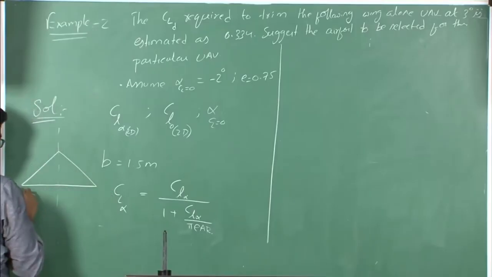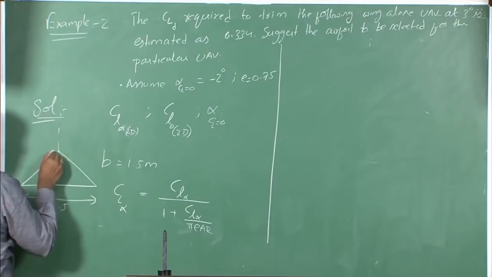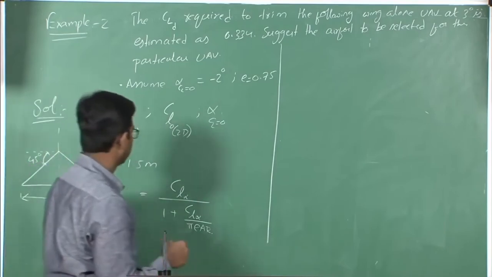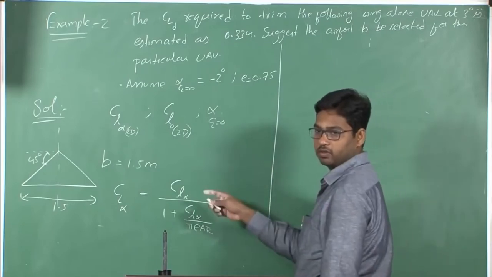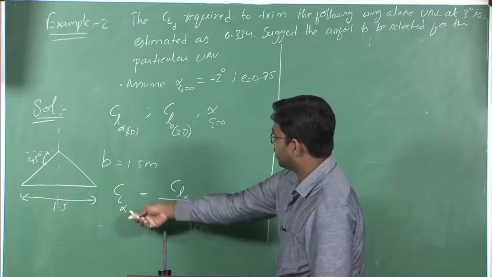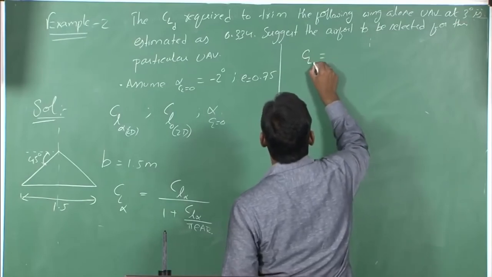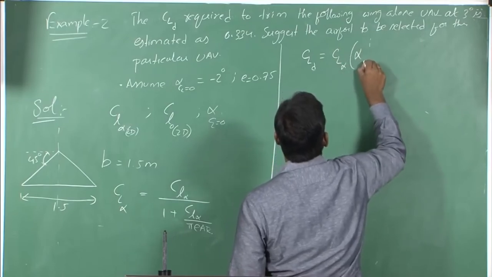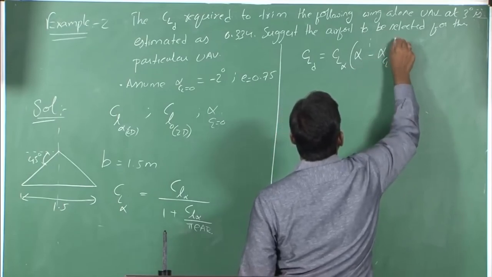Planform with a span of 1.5 meters and leading edge sweep of 45 degrees. Now, I need to find out what CL alpha 2D of the aerofoil is from the wing data. So, how to get the wing data here in the first case? CL is equal to CL design is equal to CL alpha into alpha trim minus alpha at which CL is equal to 0.